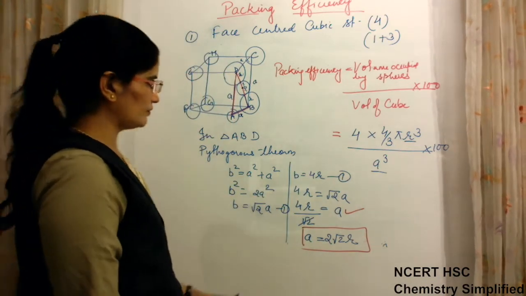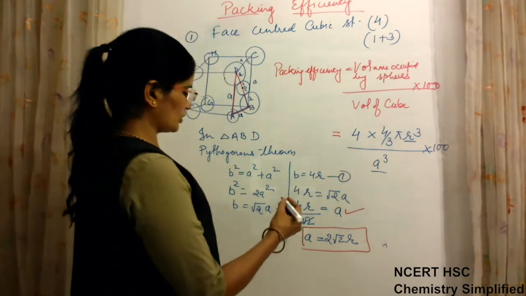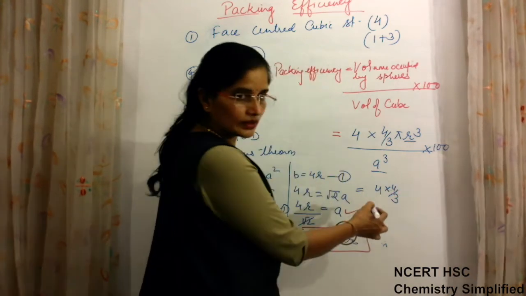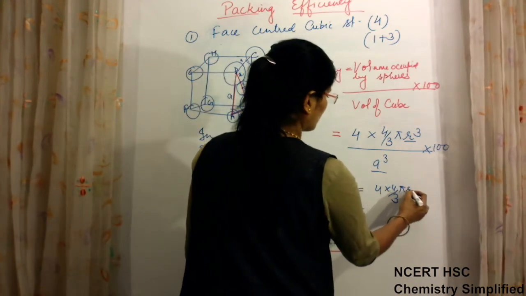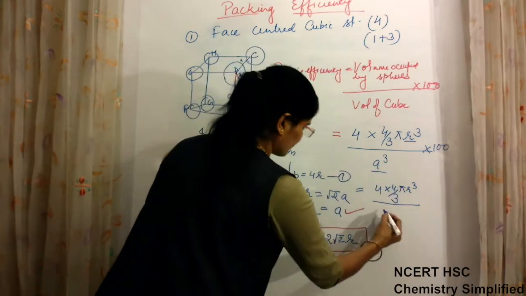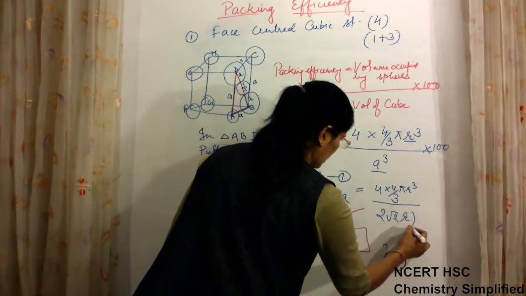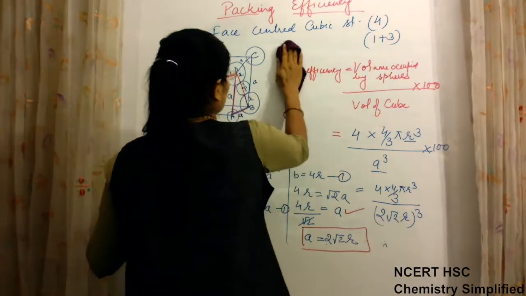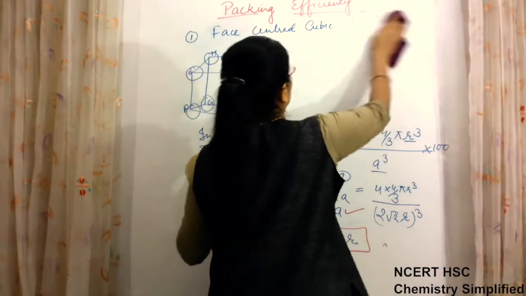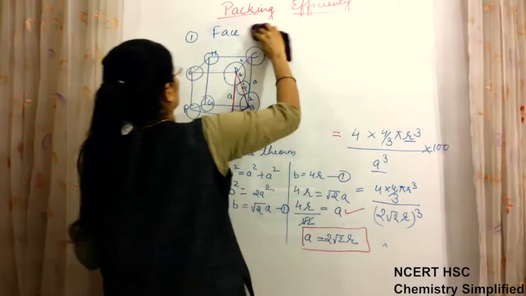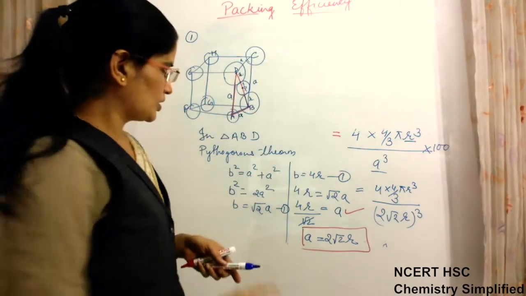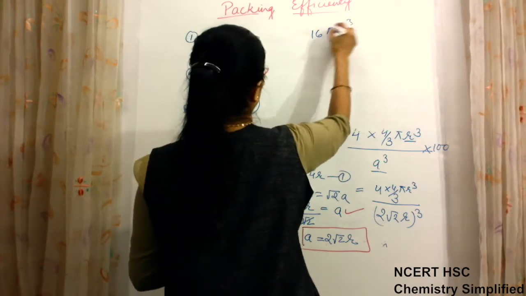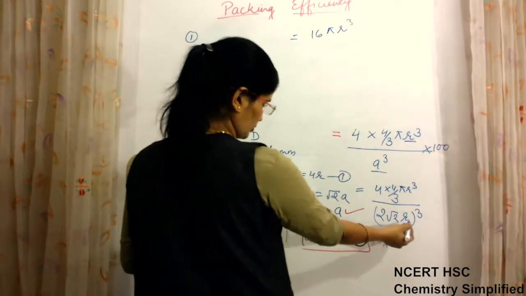Now our work is done. We have just to put the value here. So in the formula, that will be equal to 4 into 4 by 3 pi r cube upon a cube, which means 2 under root 2 r cube. Now let me write here. So that will be 16 pi r cube.